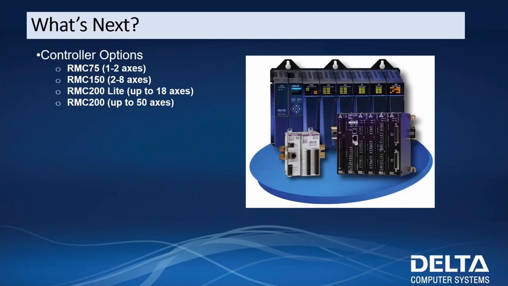So I want to talk a little bit about controller options. If you're not familiar with our lineup, the RMC 75 has 1 to 2 axes of control, so it's great for smaller applications. The RMC 150 has 2 to 8 axes. The RMC 200 Lite is up to 18 axes, and the RMC 200 is up to 50 axes.